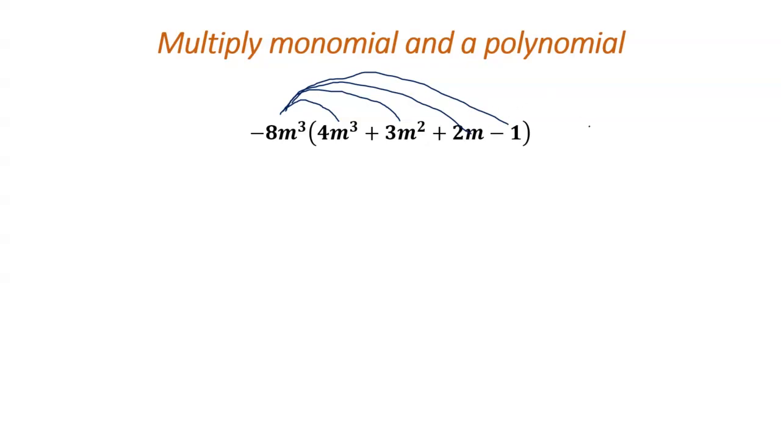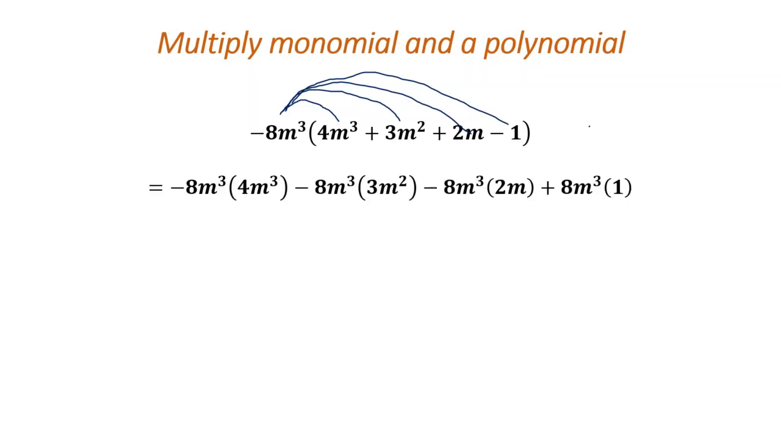So I'm going to multiply negative 8m cubed 4 times because I have 4 terms inside. So I'm using the distributive property. I'm going to write this down again for understanding purposes. Now let's try again. Negative 8 times 4 will be negative 32, and m cubed times m cubed will be m to the power 6. Negative 8 times 3 will be negative 24. M cubed and m to the power 2 using the product rule will be m to the power 5.